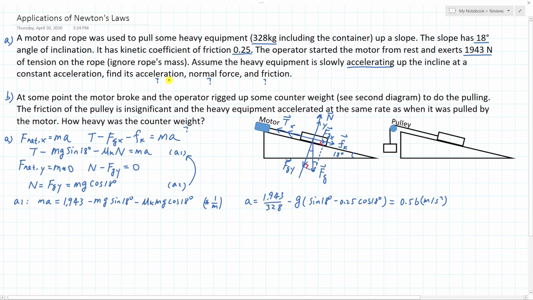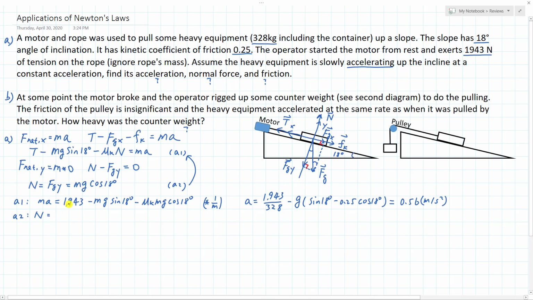So the acceleration is solved, and for the normal force, we could go back to A2. So A2, this equation right here, we probably could have done it over here.